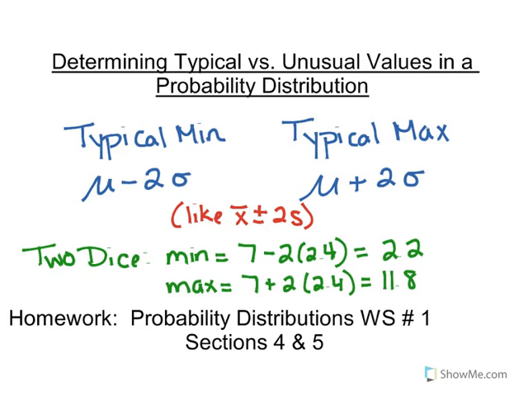Okay? So getting a 2 would be unusual, getting a 12 would be unusual, but getting anything from 3 to 11 would be a kind of expected thing to get when you're rolling dice. Okay? So I hope that this was clear.